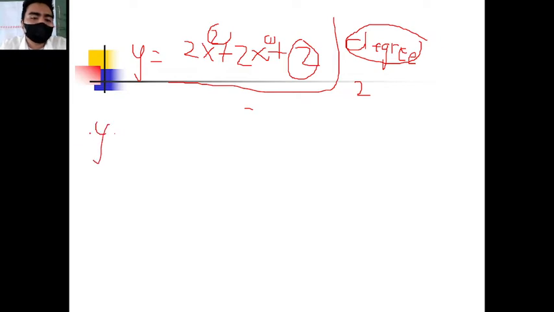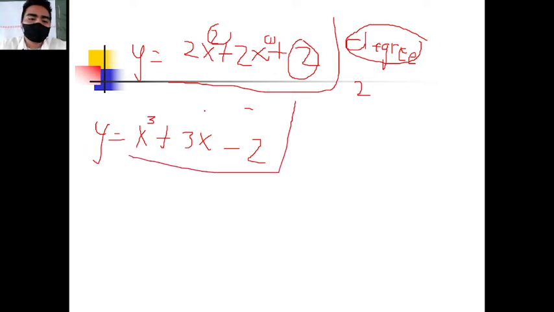Let's have another example. y is equal to x cubed plus 3x minus 2. What is the highest degree of that function? This is a function. What is the highest degree of that function? How are we going to know? Isn't it that we have the first term, second term, and third term, and only the first term and second term have the variables? Knowing that the variables consist of exponents as well, so they have the degree.